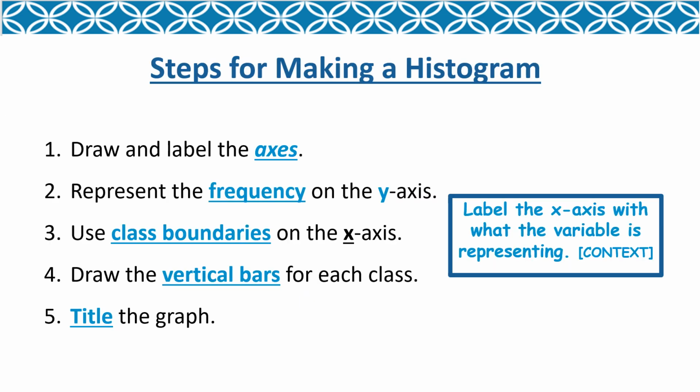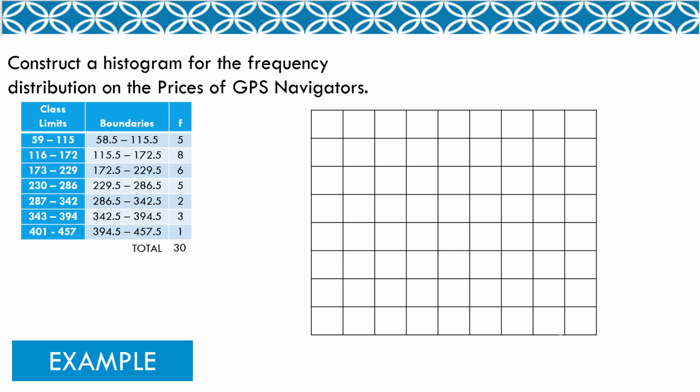Steps for making a histogram. We're going to draw and label our axes. If you are making them by hand, I will have that made for you. Represent the frequencies on the y-axis and label that with frequency. To scale our x-axis, we're going to use class boundaries. But when we label that axis, we need to do it in context to the situation. We're going to draw vertical bars for each class, and don't forget a title.